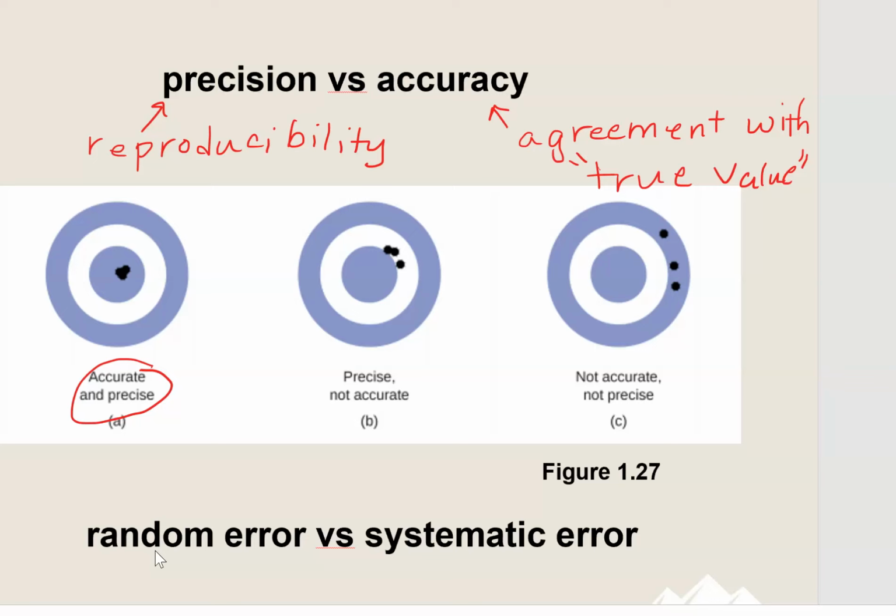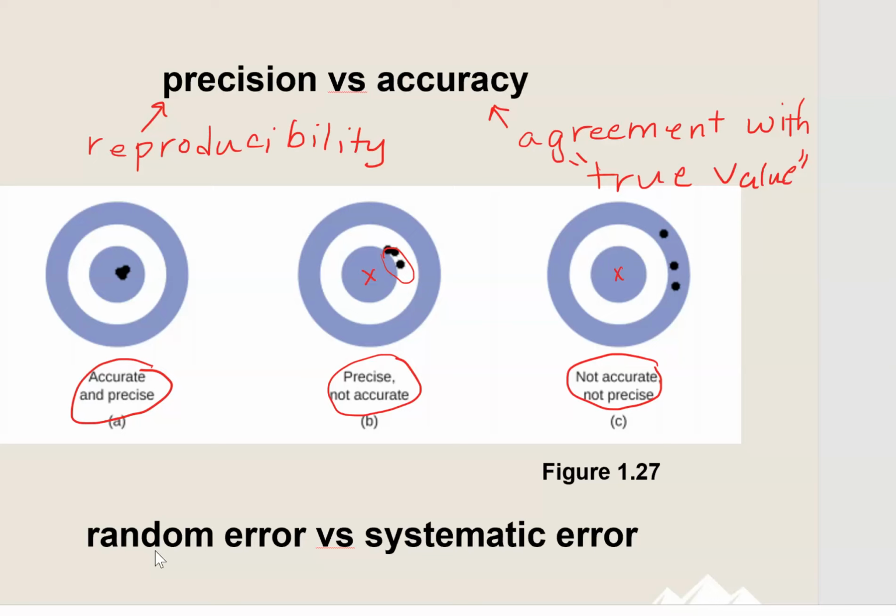But in B, if the darts are shooting at the bullseye, these results are close to each other. They're precise, but they're not accurate. They miss the bullseye. They're not close to the true value. And C is the worst case. They are neither accurate nor precise. They're not on the bullseye, and they're not close to each other.